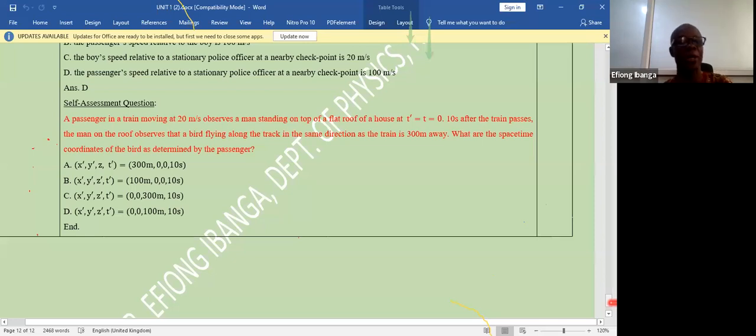A passenger in a moving train. A passenger in a train moving at 20 meters per second observes a man standing on top of a flat roof of a house at an initial time t' = t = 0. Now, 10 seconds after the train passes, the man on the roof observes that a bird flying along the track of that train, in the same direction as the train, is 300 meters away. What are the space-time coordinates of the bird as determined by the passenger? The passenger is the person inside the train.